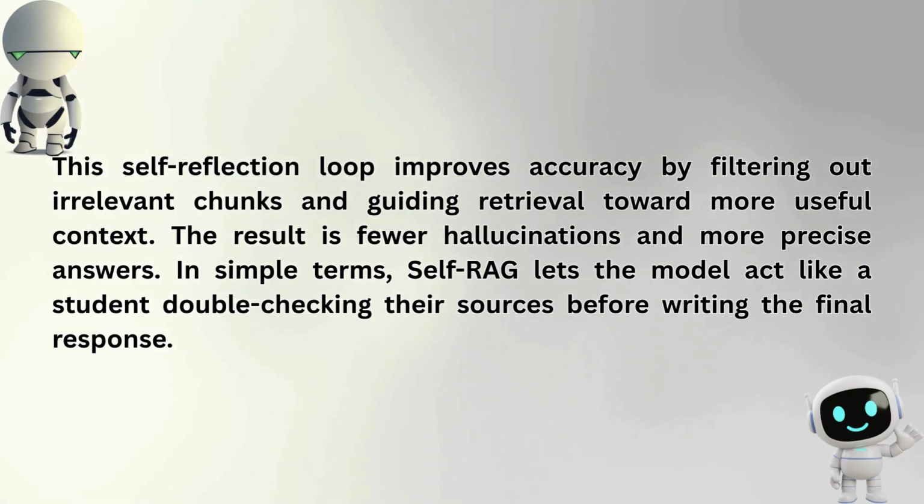This self-reflection loop improves accuracy by filtering out irrelevant chunks and guiding retrieval toward more useful context. The result is fewer hallucinations and more precise answers. In simple terms, self-RAG lets the model act like a student, double-checking their sources before writing the final response.